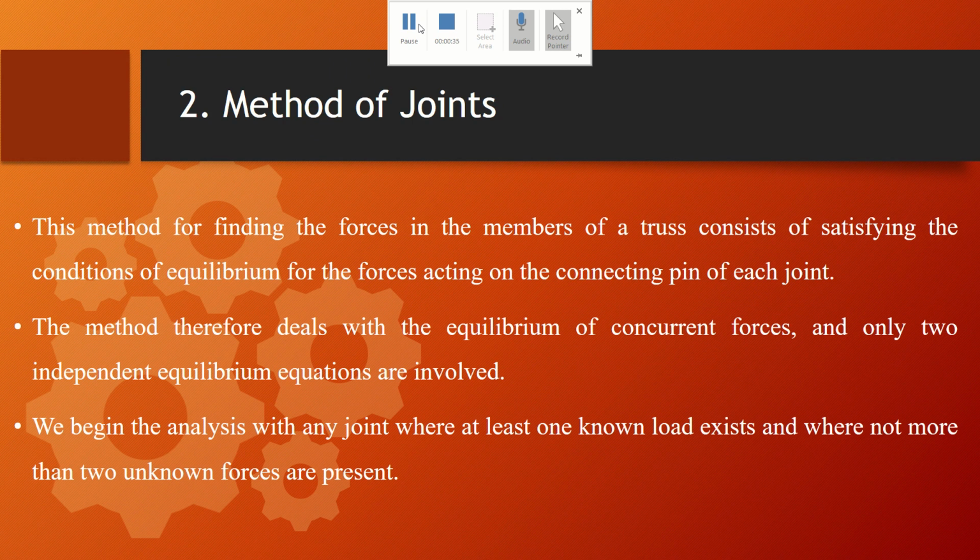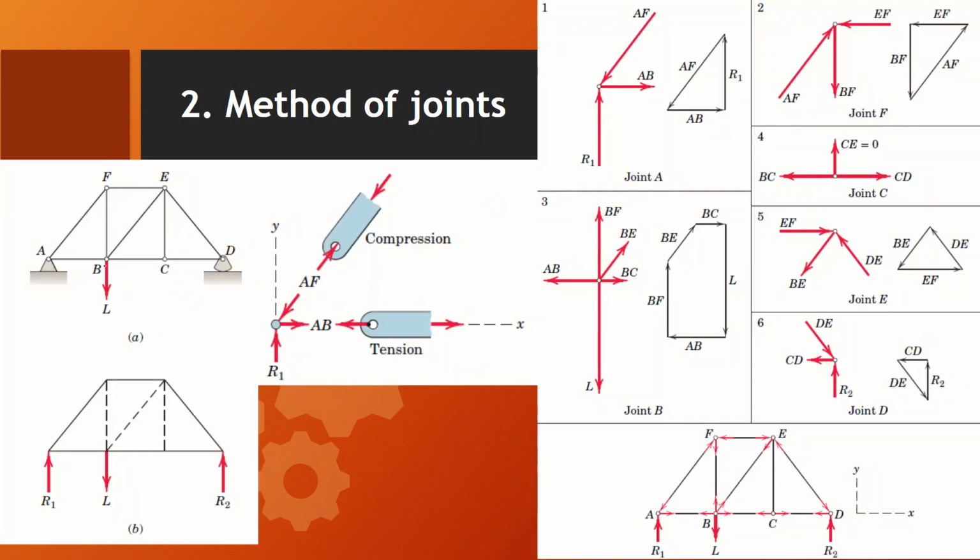The analysis can be initiated with any joint where at least one known load exists and there are not more than two unknown forces present. The analysis may be started with the pin here in this diagram. As you can see, we can start with the pin on the left, that is pin A, as shown in this diagram, figure A.